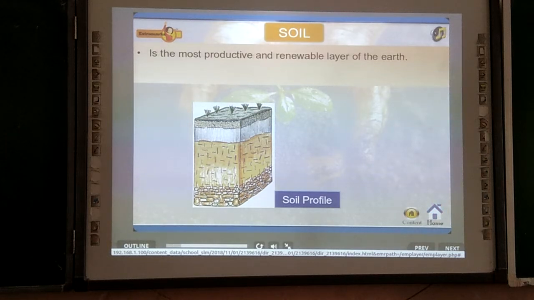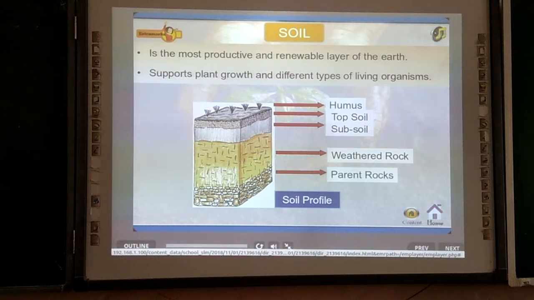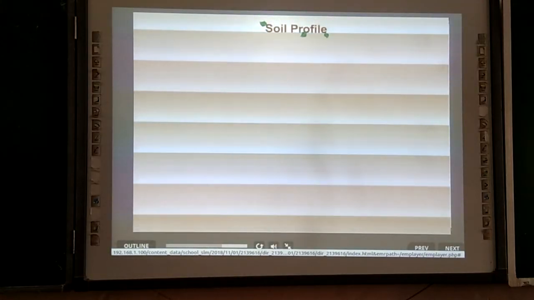Soil. It is the most productive and renewable layer of the earth. It supports plant growth and different types of living organisms. Let us learn about soil profile through the following animation. A typical progression of profile development is illustrated as soil forms from consolidated parent material.